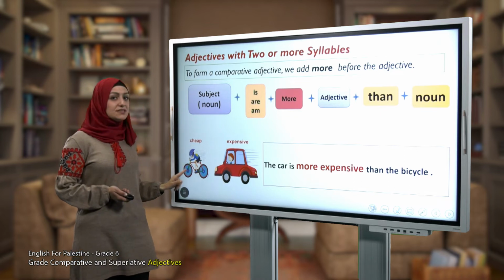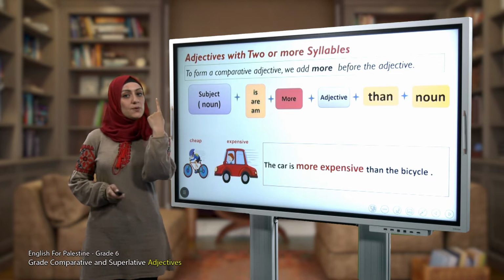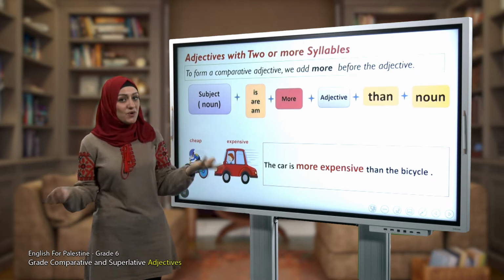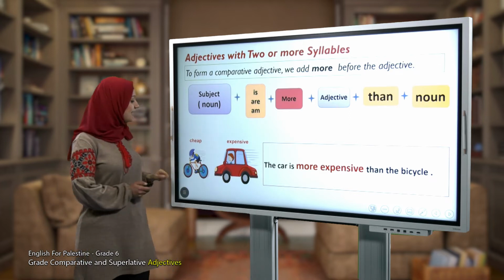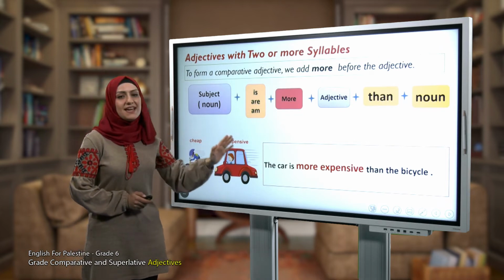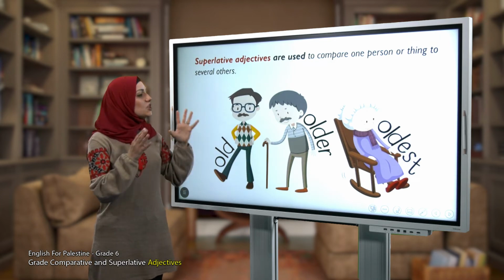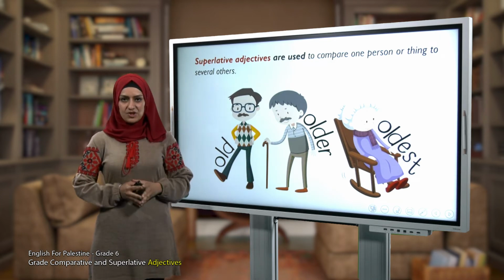The bicycle is, we have cheap. Cheap is a one-syllable adjective. So what do we say? We say the bicycle is cheaper than the car. Excellent. Now let's use superlative adjectives.